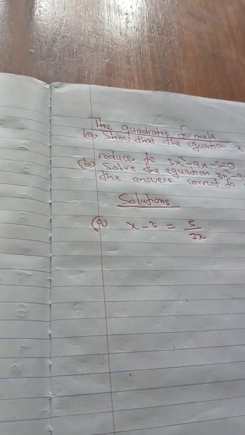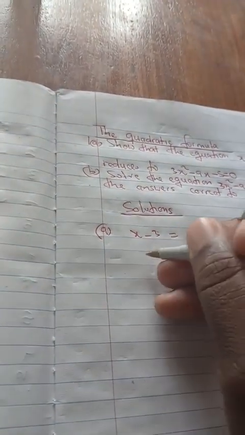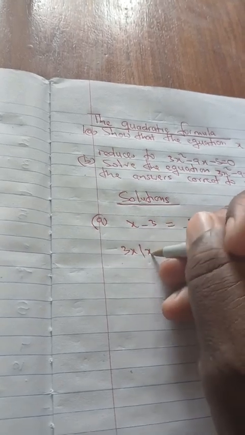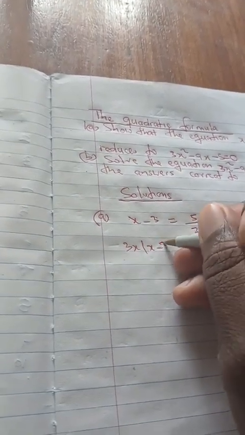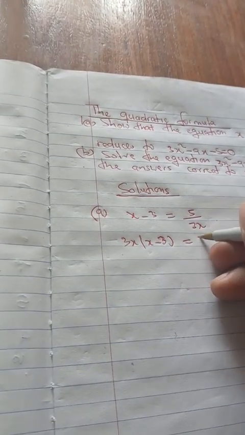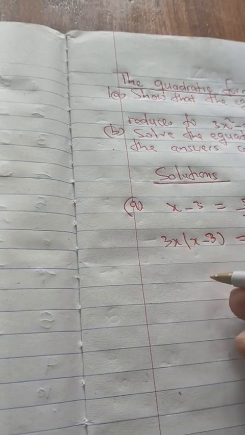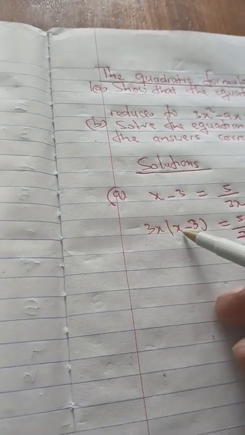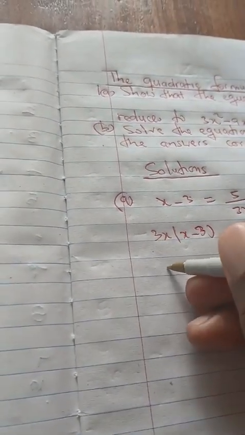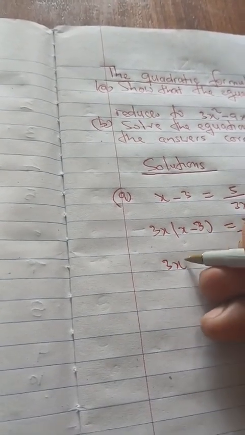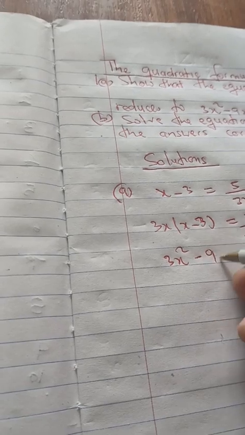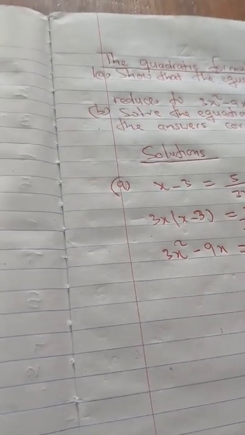We have to multiply each term by 3x. So we write 3x, then we put brackets, x minus 3 equals 5 over 3x multiplied by 3x. So we cancel 3x and 3x on the right hand side. Then we remove brackets. When removing brackets, we have to make sure that 3x multiplies everything inside the brackets. So we have 3x squared minus 9x equals 5.